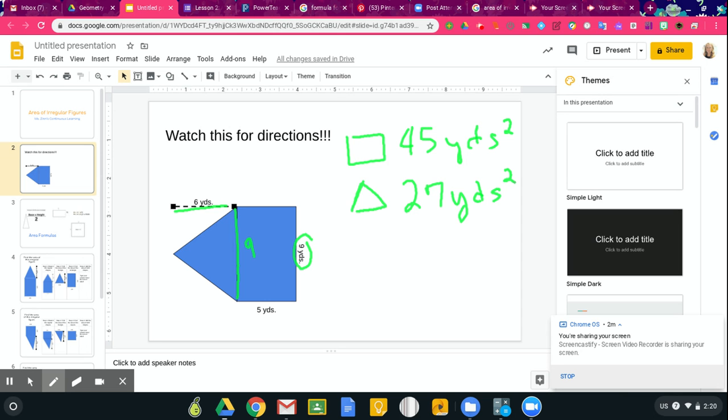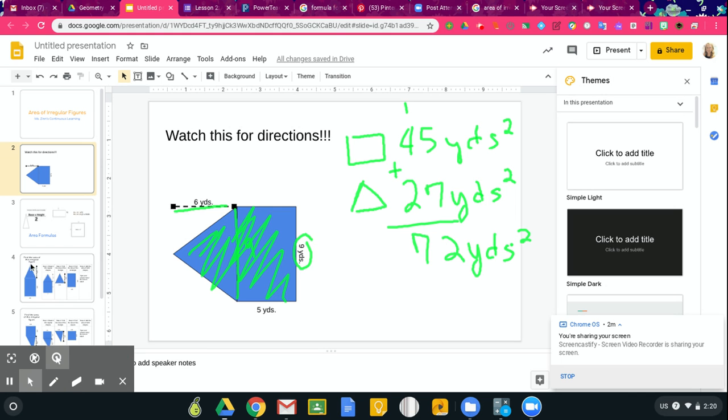Your last step, no matter how many shapes you have to find the area of, is going to be to add them. So we're going to add 45 plus 27. And let's see, 5 plus 7 is 12. You've got 5, 6, so 72. And then throw the label on there again. 72 yards squared is going to be my final answer. That gives me the area of this entire shape.